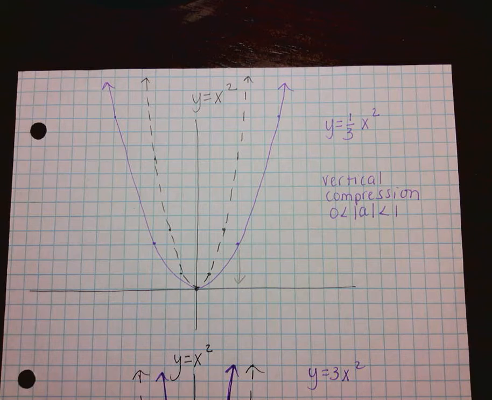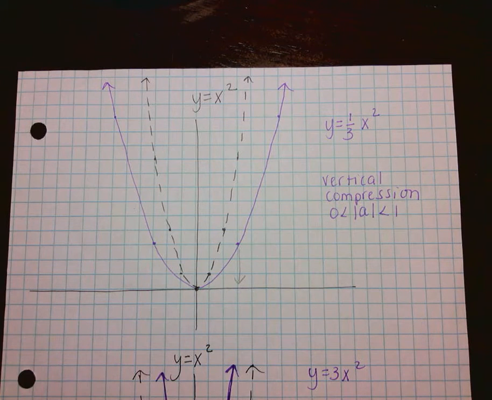We call that a vertical compression, and that happens when the absolute value of a is greater than 0 and less than 1. Now, the book says the graph is getting wider, and right now you can think of it like that. But when the graph is getting closer to the x-axis, we call that a vertical compression.